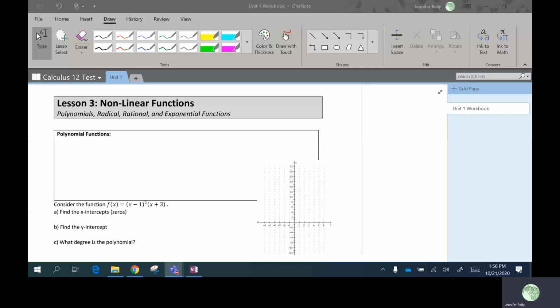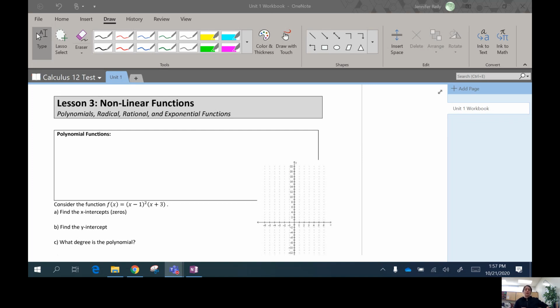Lesson 3 from Unit 1 on nonlinear functions. So this is a review of some of the main types of functions we're going to be seeing this year. I just want you to be able to, at the end of this lesson, recognize the 4 types and know a few features about each of them, because they're going to be coming up throughout the course.